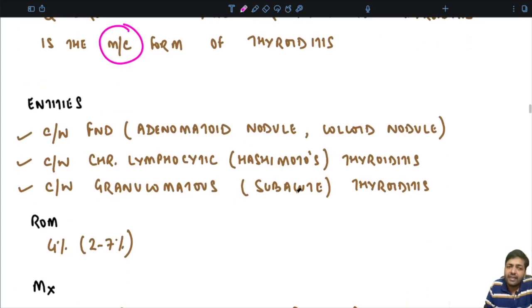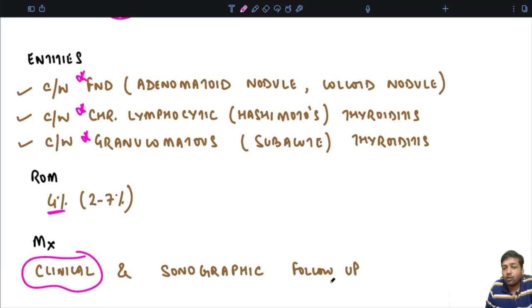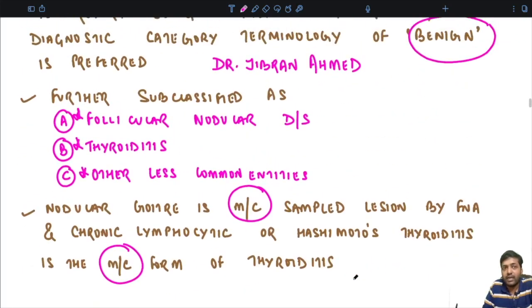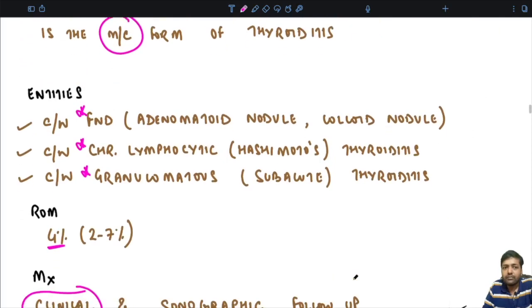So what are the entities under the benign heading? Consistent with follicular nodular disease, like adenomatoid nodule or colloid nodule, consistent with chronic lymphocytic thyroiditis, that is Hashimoto's thyroiditis, or consistent with granulomatous subacute thyroiditis. What is the ROM? It is 4% and the range is 2 to 7%. What is the management? You have to go for clinical as well as sonographic follow-up in such cases, whereas in the non-diagnostic category, we have to repeat the FNAC with USG guidance.